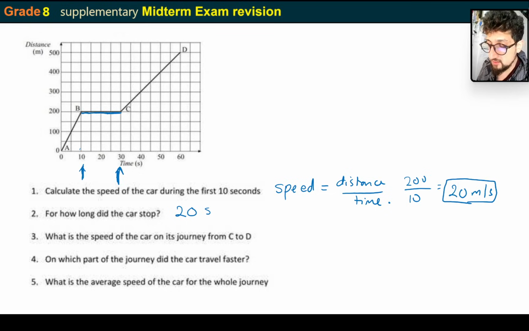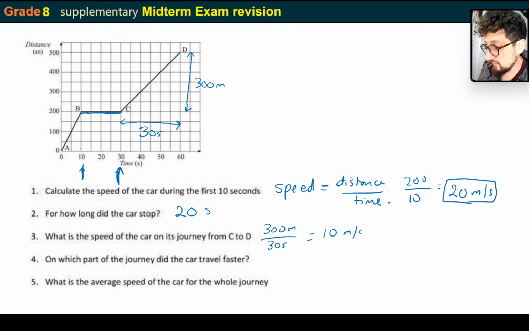What is the speed of the car on its journey from C to D? From C to D. So first of all, once again, it's rise over run. So that's going to be that over that. That's going to be 300 meters because it's 500 minus 200, and that's going to be 30 seconds. So speed is equal to distance over time, which is 300 meters divided by 30 seconds, or 10 meters per second.